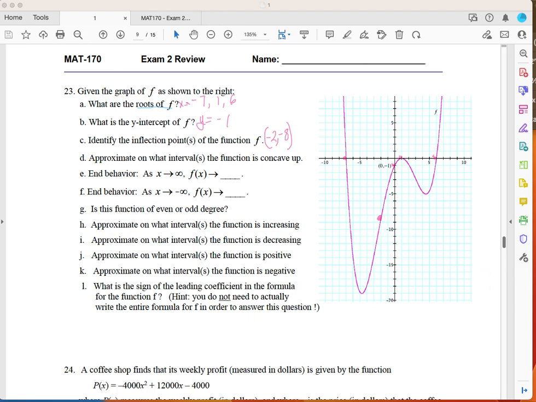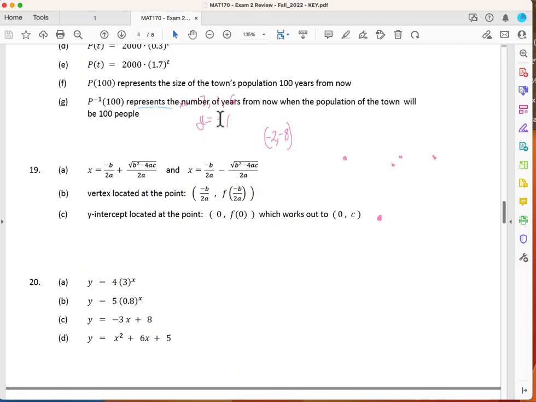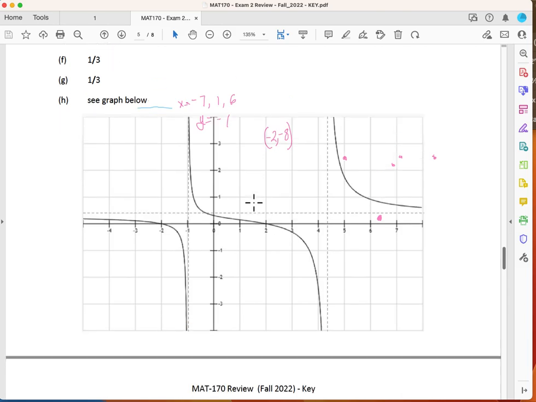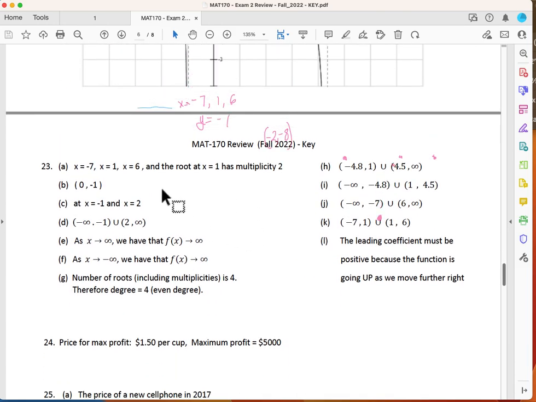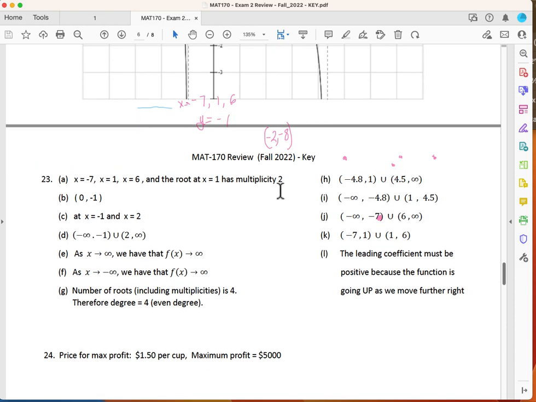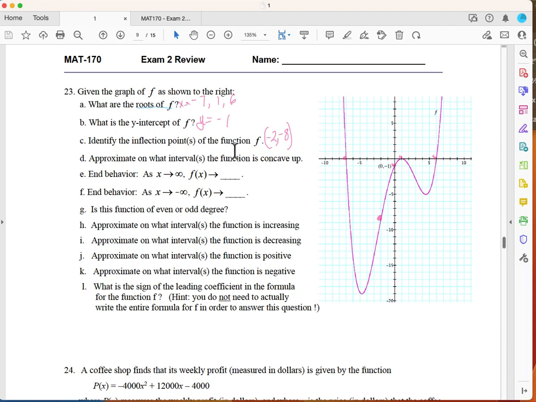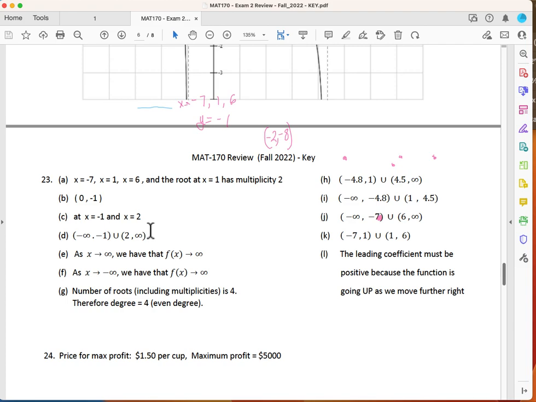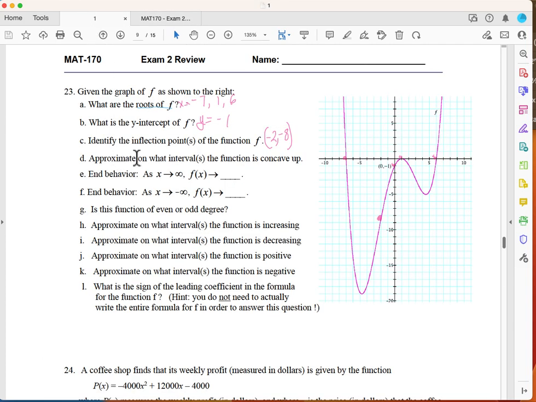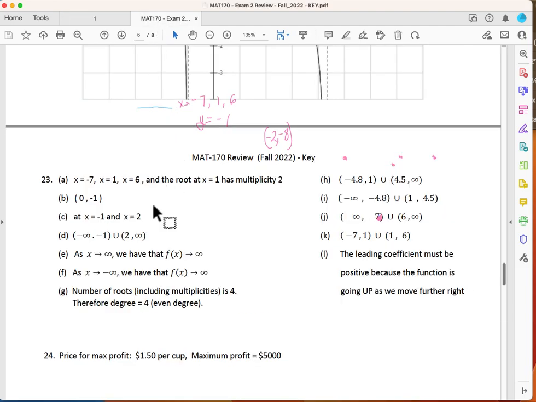What I'm going to do while I'm here, let's look ahead at what the answer key has for us. So far we're good. Yeah, x equals 1 has a multiplicity of 2. I don't know if we talked about that. We talked about c, negative 1. So I guess all they're looking for in the inflection points is the x value, right? C, identify the inflection points. Negative 1 and 2.